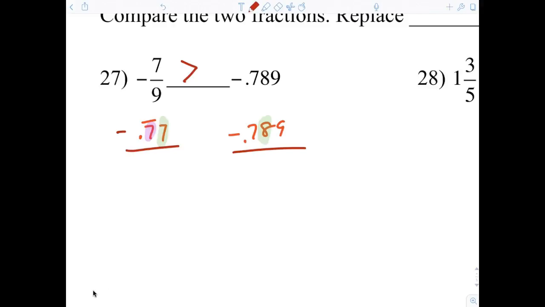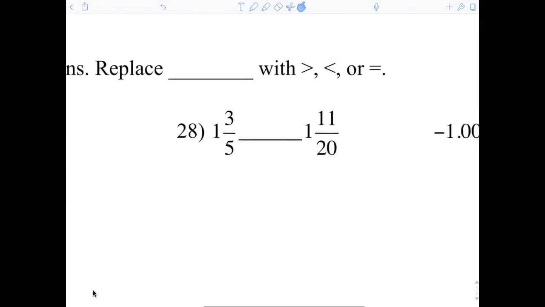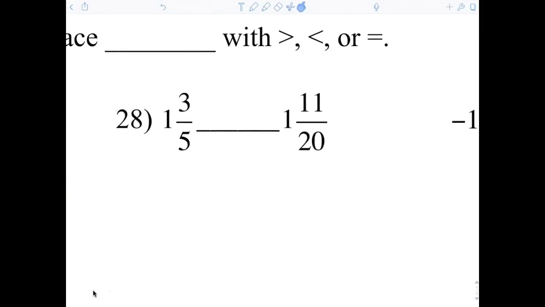All right, let's look at 28. Now, on question 28, to me, the ones are the same. Do you agree? So really the only thing I'm comparing are the fractions. Now I would want you to look at this and say common denominator is 20. Does everybody agree with that? So 3/5 is the same as how many 20ths? Good. 12 20ths. So now I'm comparing 12 20ths to 11 20ths. So that one's greater than also.